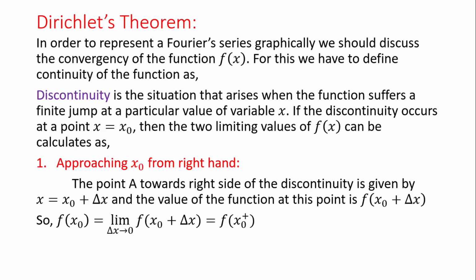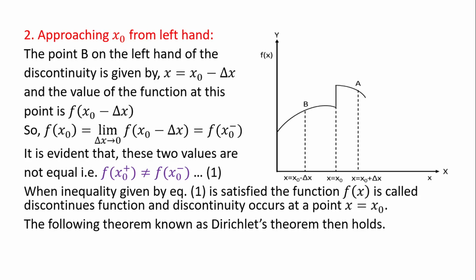So the same situation is represented by a graph in this next slide. As we have discussed, there is a finite jump at x equal to x0. So when function fx starts at x equal to 0, it was smoothly running, and at x equal to x0 there is a finite jump towards upper side.